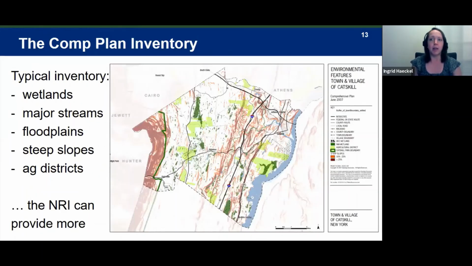I'll talk specifically about the inventory. Many comp plans typically have a fairly light natural resources inventory that provides, in this example, wetlands, major streams, floodplains, steep slopes, and ag districts, all very important things and good things to include in your comp plan inventory. But my main point is that there's definitely more critical resources out there that probably warrant consideration in planning and zoning. You can draw on the information in the Columbia County NRI to figure out what additional information you might want to bring in to your comp plan analysis.